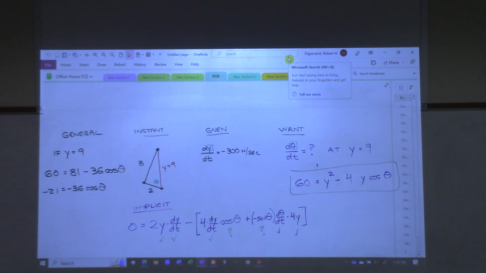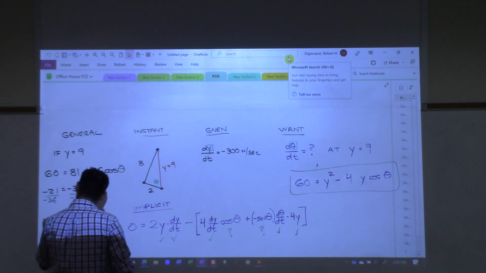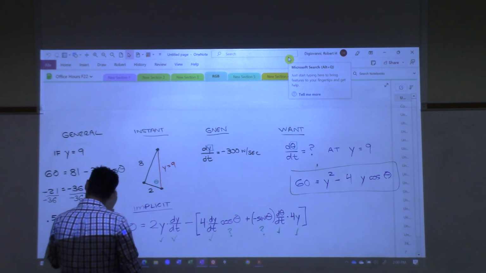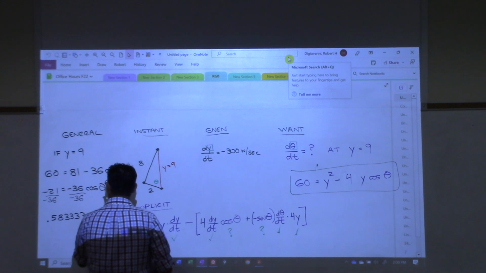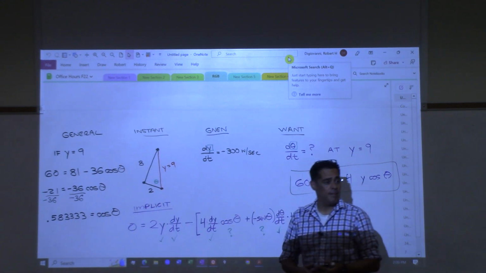All right, I'm trying to get theta, right? So I'm going to get my calculator. Did I bring it? Yes. Okay, because I'm going to need to figure out what this is. All right, so I'm going to divide. I'm going to take negative 21 and divide it by negative 36, right? So that would be a positive. I'm going to use as many decimals as I can here. Right, that's cosine theta.